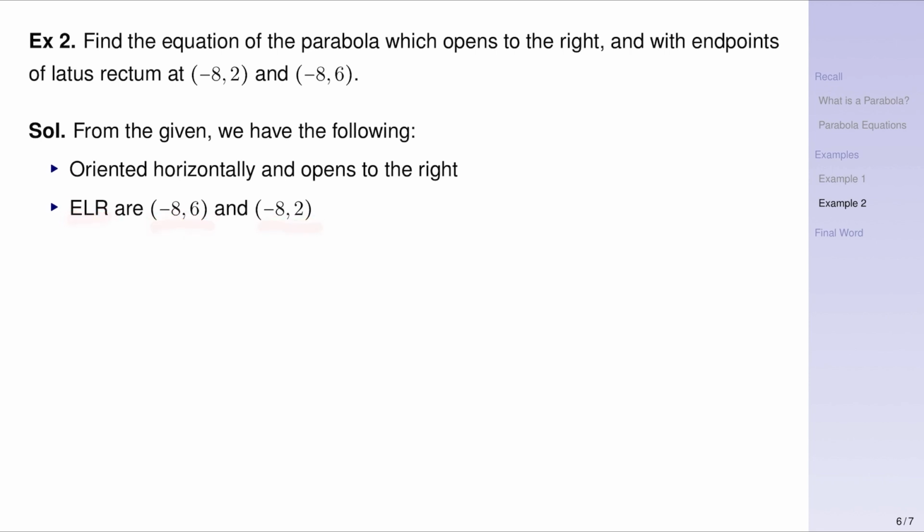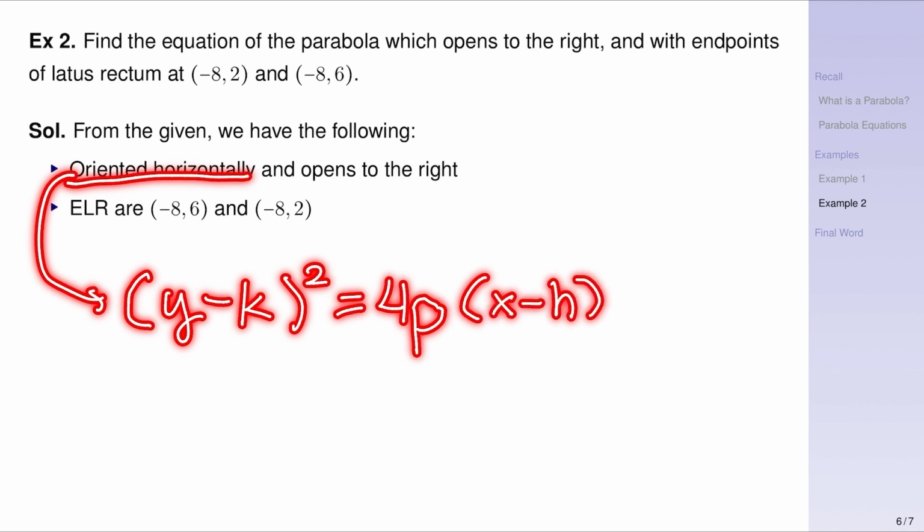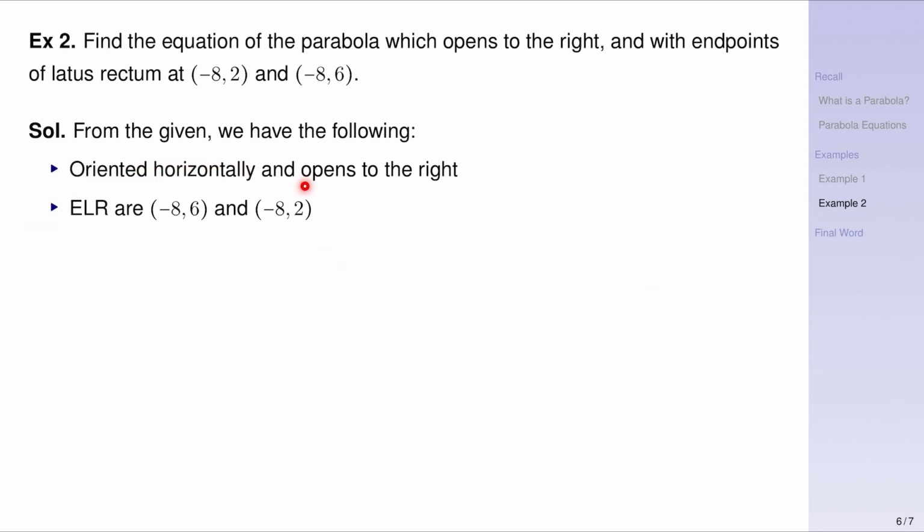First, since it is oriented horizontally, you expect that the equation must look something like (y minus k) squared equal to 4p times (x minus h). The important thing to note here is that the squared variable is the y. So take note of this equation. We will be using this later on. And also, since it is opening to the right, we expect that the p there must be positive, or greater than 0. The reason being is just recall from the table earlier.